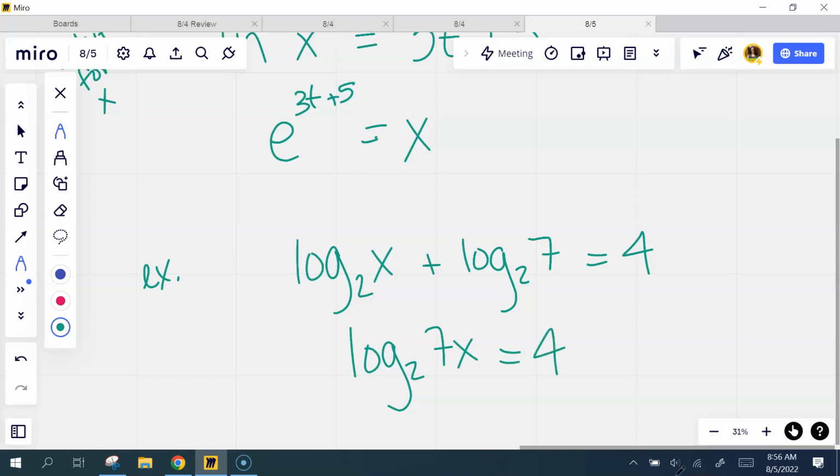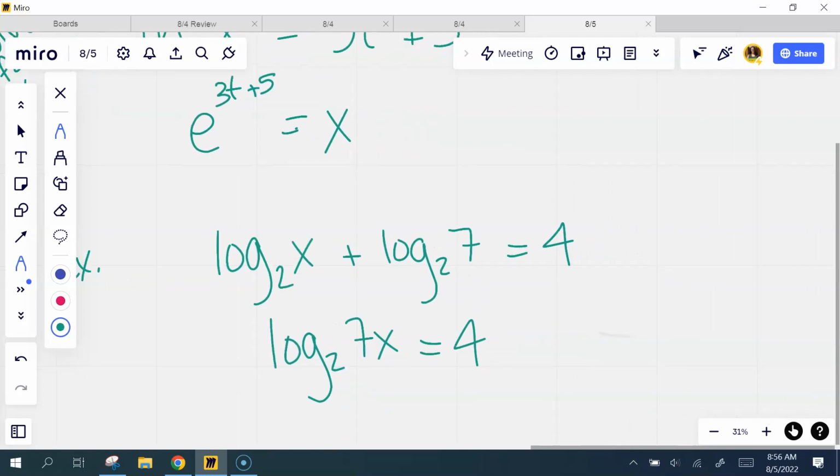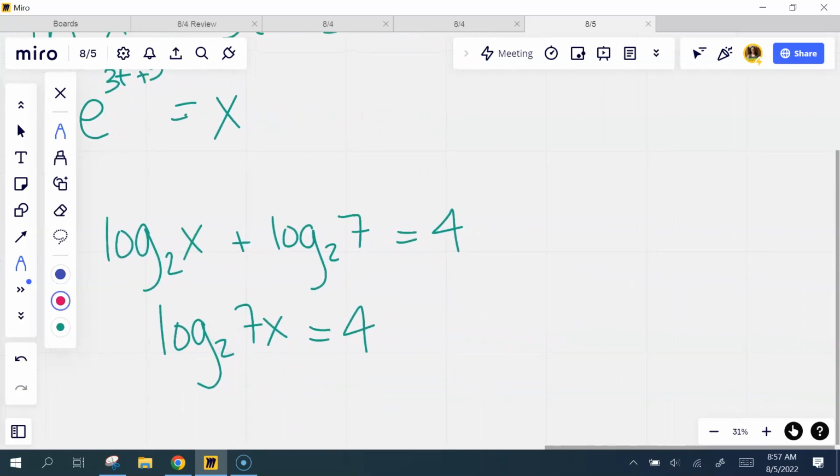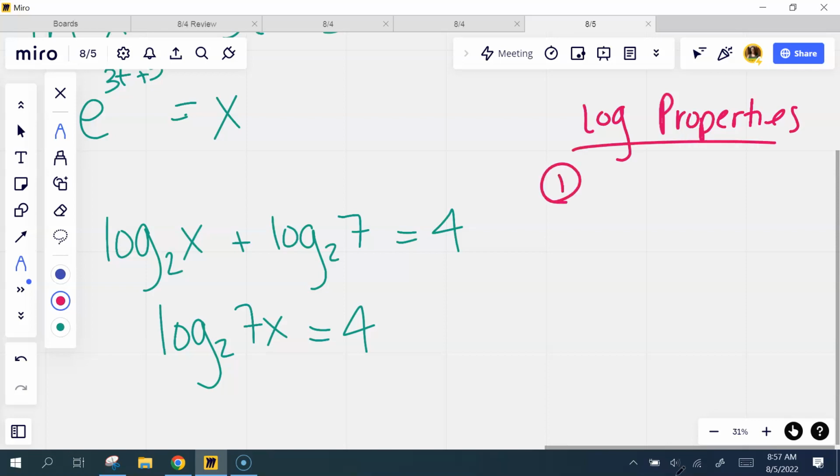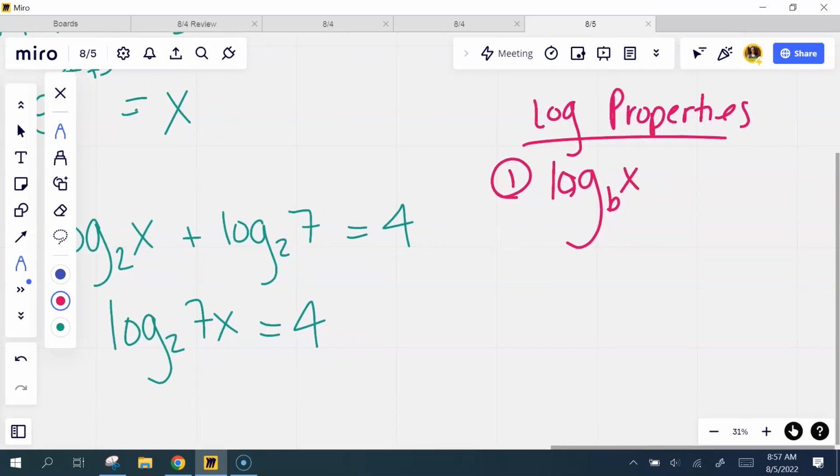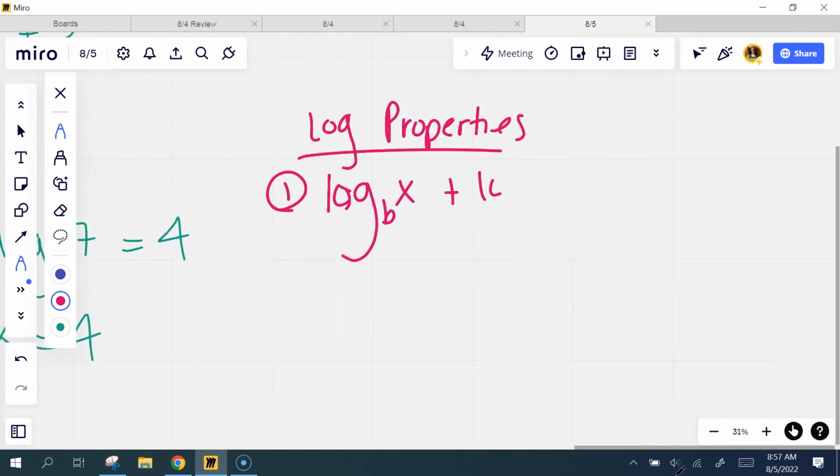Do y'all need me to list out those properties for you? Yes, okay. There are 3 log properties. I'll just do this first one that we just did. And you can go backwards or forwards on this. Let's say log base b of x plus log base b of y equals log base b of xy. As I move from left to right, I'm condensing, and if I move from right to left, it's expanding.